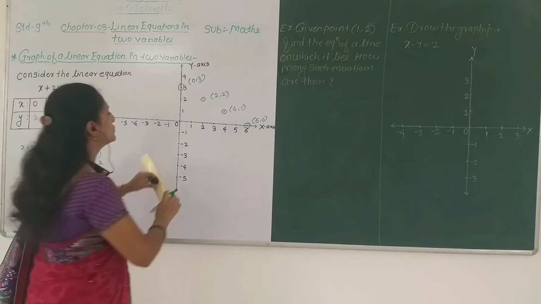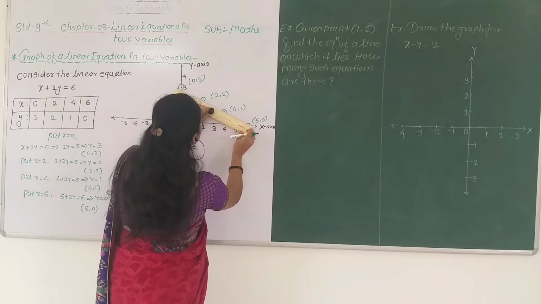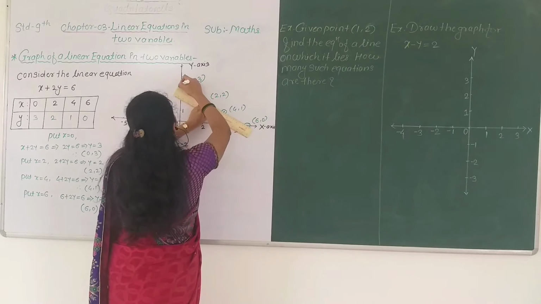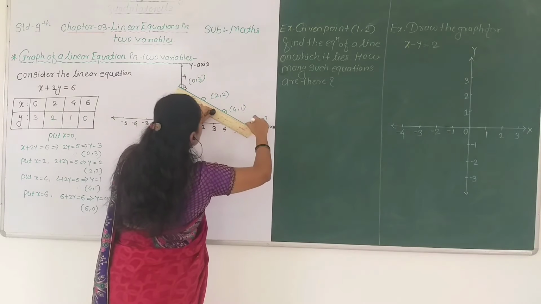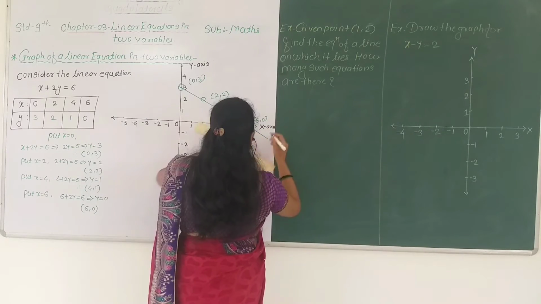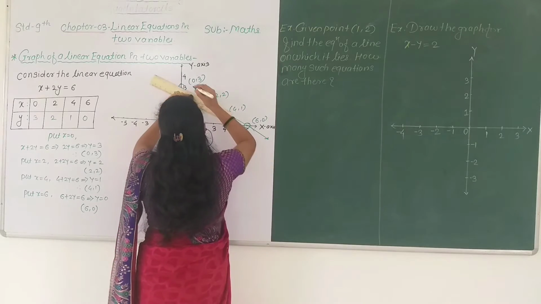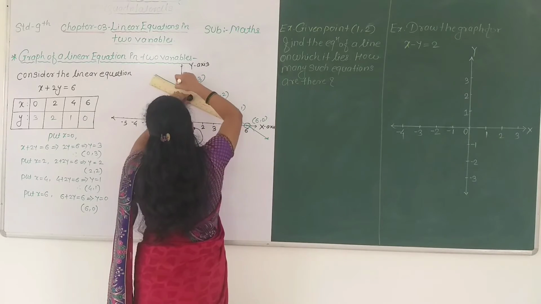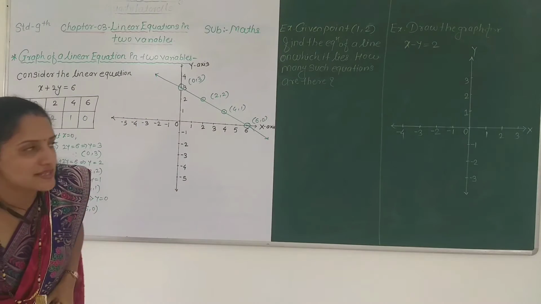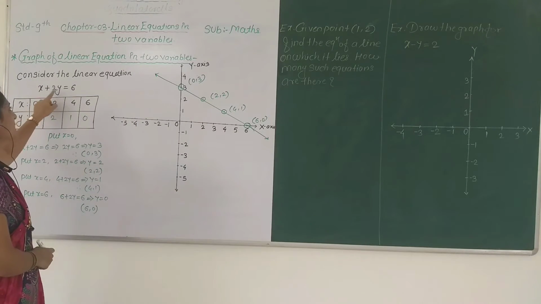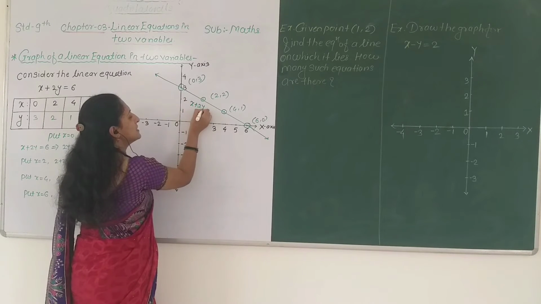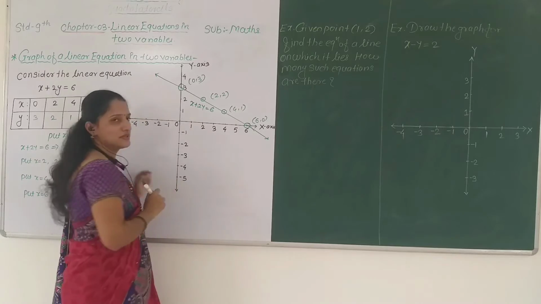So now join these points. Join these 4 points by drawing a line passing through all the points. Okay, so this is the line representing the equation x plus 2y is equal to 6. This is the line which represents x plus 2y is equal to 6.